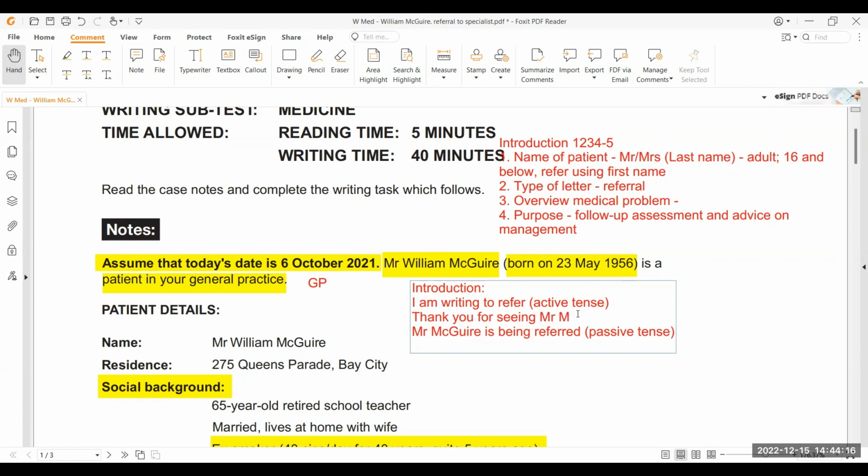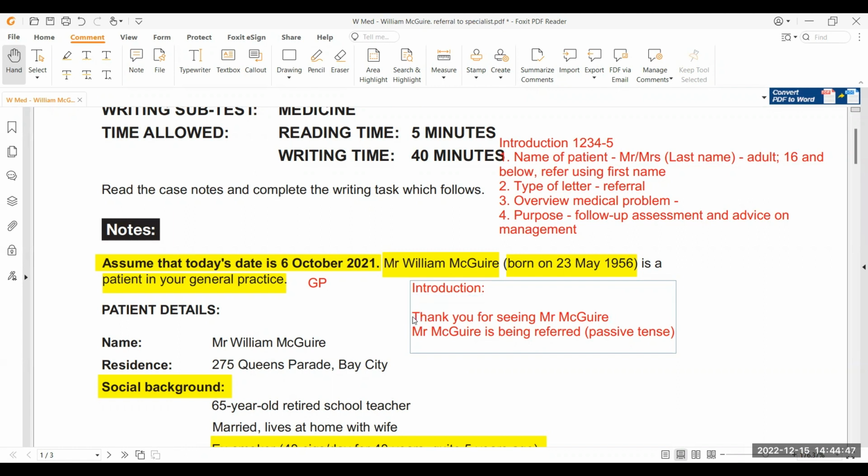Dr. Josefa, do you want to stick with your suggestion? Thank you for seeing. Because I'm usually using this one. All right, good. What about you, Dr. Tatiana, you're more comfortable using the first one, I'm writing to refer? No, I think I'm more comfortable using the first name, patient. Mr. McGuire is being referred. Okay, good. Right, so let me just go ahead and delete this one.